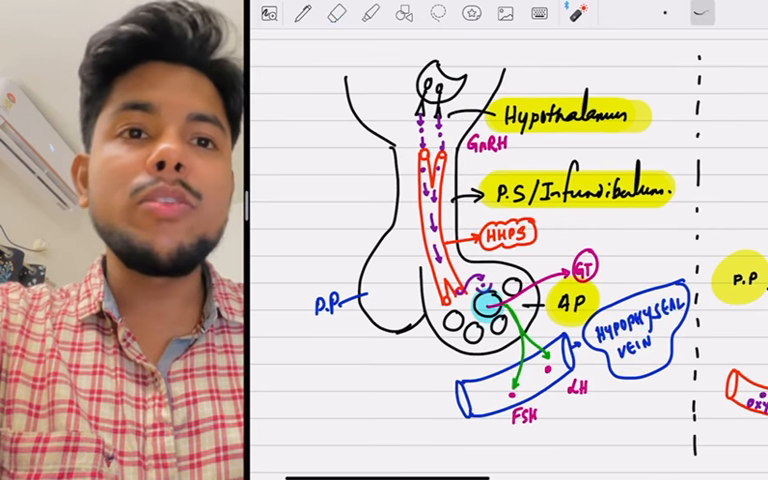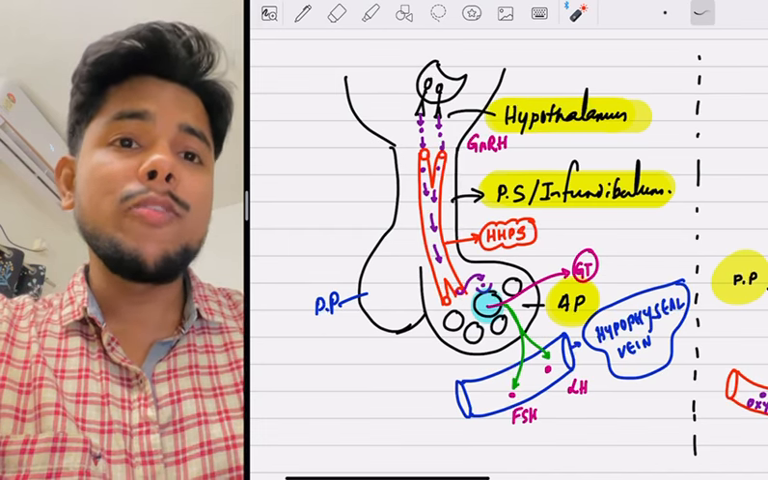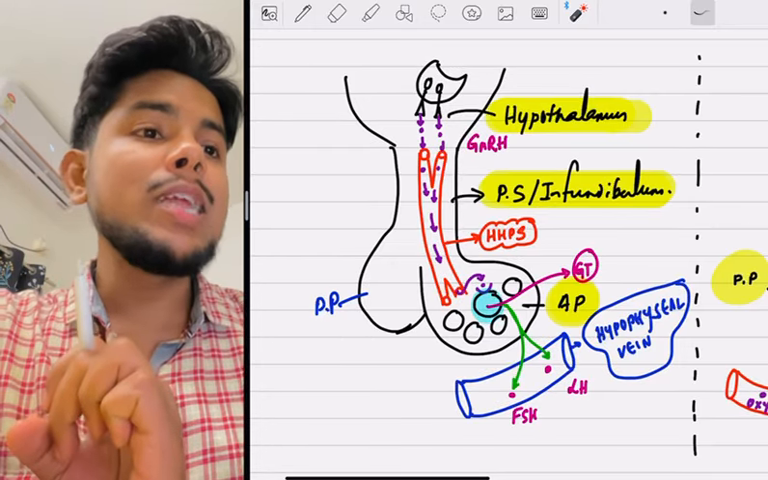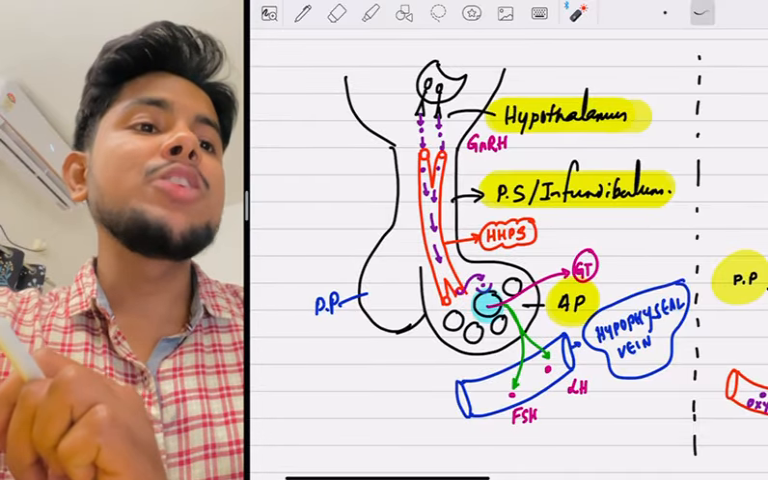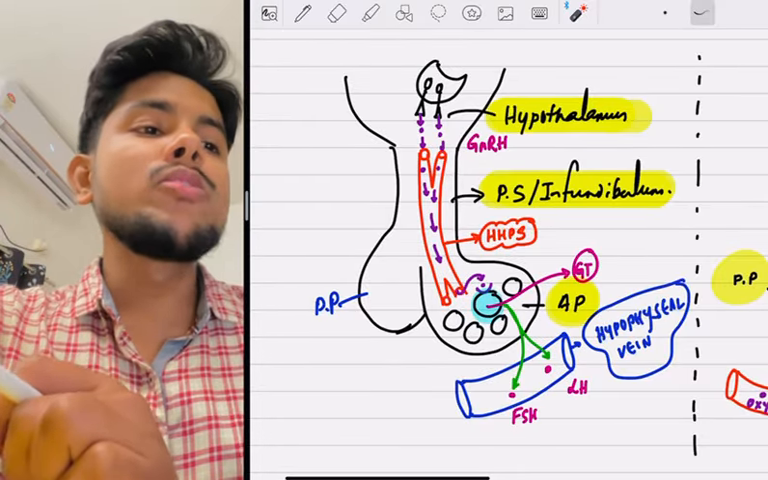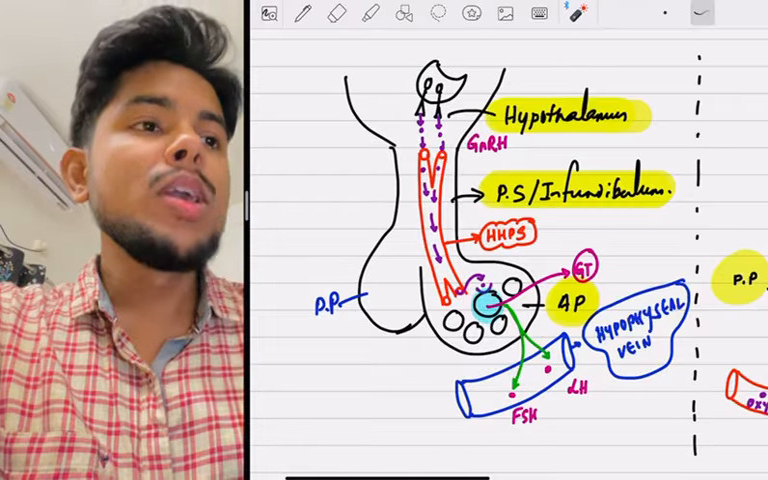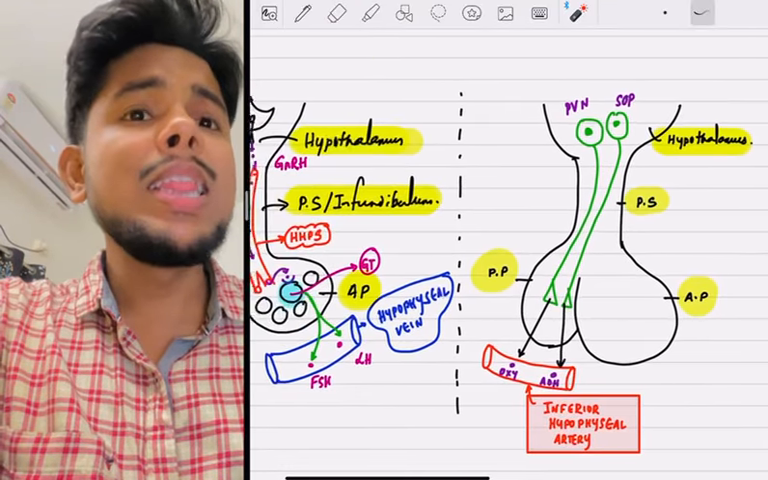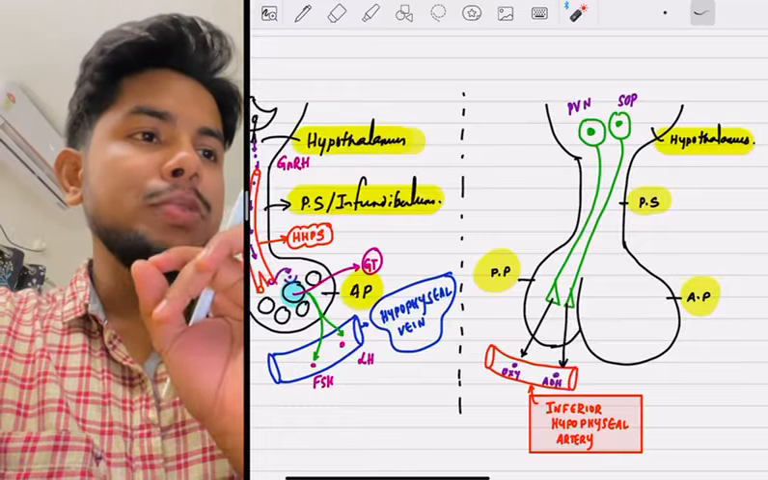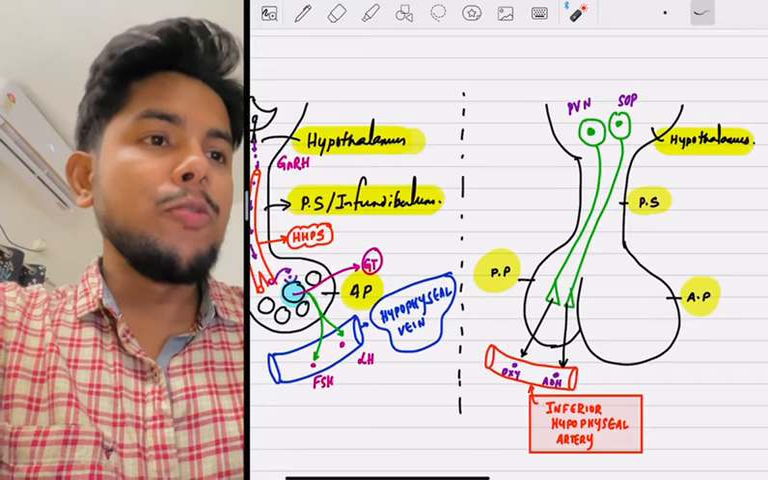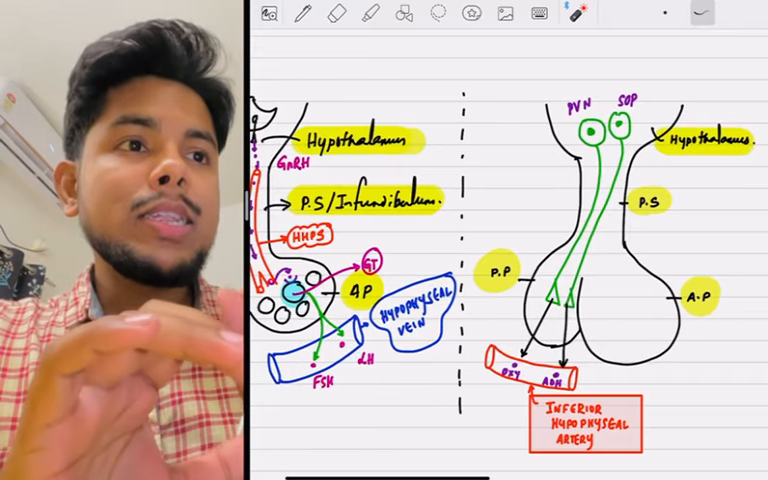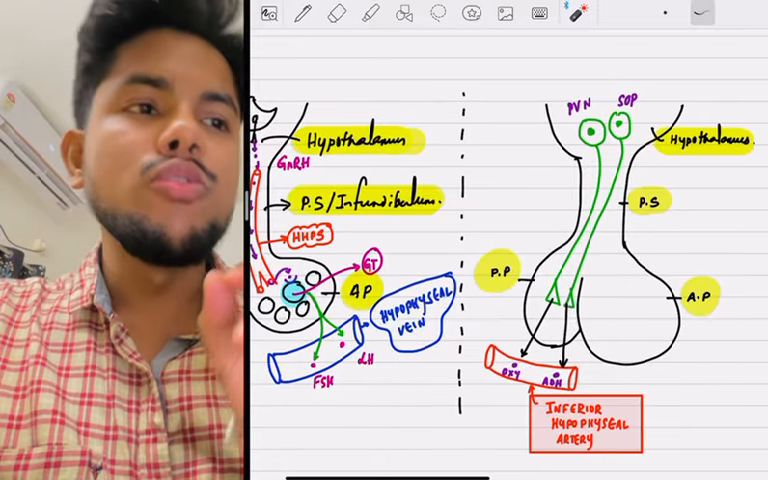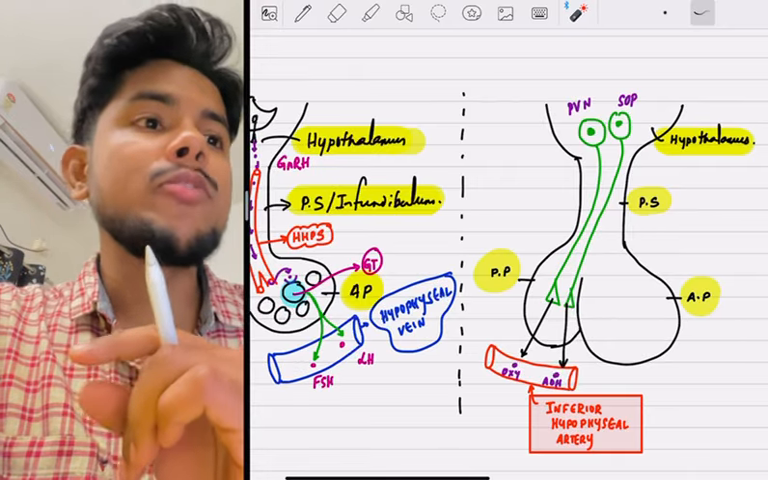So you have got two important circulations. One is a vascular connection between the hypothalamus and the anterior pituitary gland. We call it hypophyseal portal system, and another is hypophyseal vein. If you see posterior pituitary gland, okay, unlike anterior pituitary gland, the posterior pituitary gland is connected to hypothalamus by neurons, not by blood vessels.